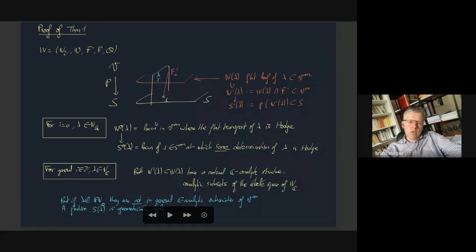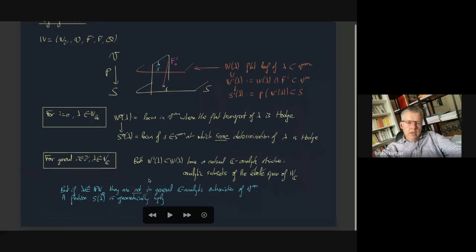If you do the case i equal to 0 and you take a rational class, then what you are looking at is exactly the locus in your bundle where the flat transport of your rational class is a Hodge class. So this is exactly the locus of Hodge classes you are interested in. And S_0(lambda) is the locus of points at which one determination of the flat transport of lambda is a Hodge class. For general i, you just have a generalization of this picture. But what will be crucial, and this is the main new idea in the proof of Theorem One, is that you don't want to argue directly on Hodge classes, but you have to argue on any complex class.